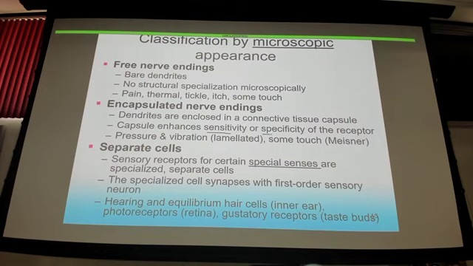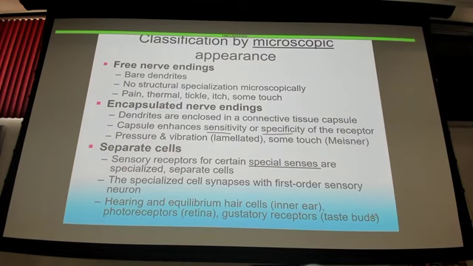Specificity means it's very sensitive for the modality it's trying to detect, and it's only looking for that, even more so. Where we see this is pressure and vibration. Another word for encapsulated is lamellated. You laminate it, or you encapsulate those free nerve endings.